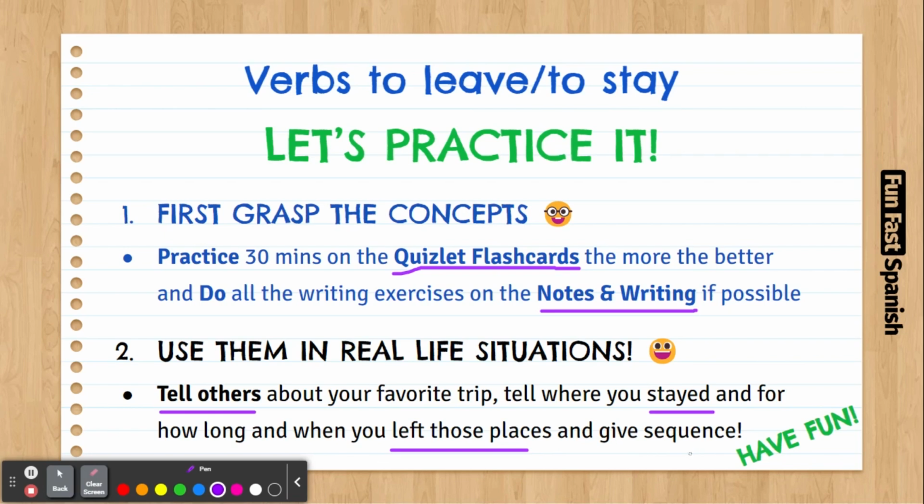So this is beautiful. Let's say I had a trip to Italy, and then I went to Rome, and then the day after I went to Milano, and then 2 days after I went to Bologna. So you're gonna use sequence. You're gonna use also this reflexive verb in past tense. So yo fui a Italia y me quedé en Roma. 2 días después me fui a Milano y me quedé en Milano una semana. Al día siguiente me fui a Bologna y me quedé 3 semanas en Bologna. So as you can see, this is beautiful and you can use it in any trip.